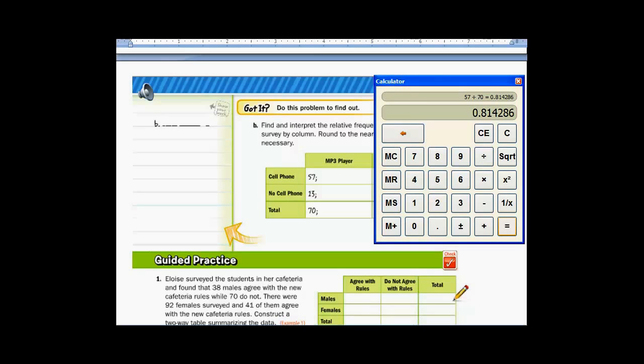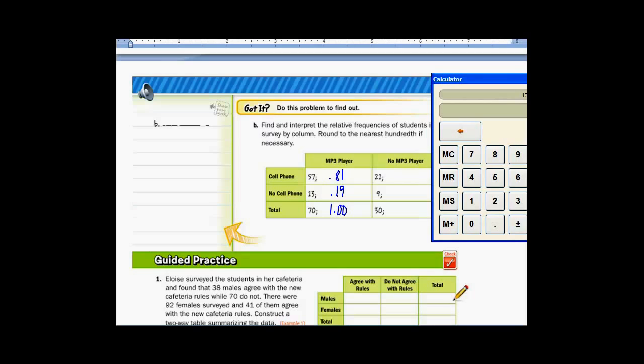0.81, and again, I'm rounding to 2 decimal places. 81 hundredths. And no cell phone would be 13 divided by my total, which is 70. Again, round to the nearest hundredth, 0.19. What should these add together to get? This is my total. It should add up to 1, and it does.